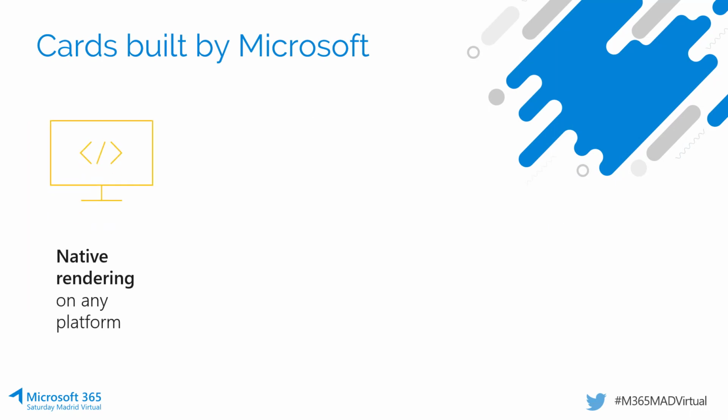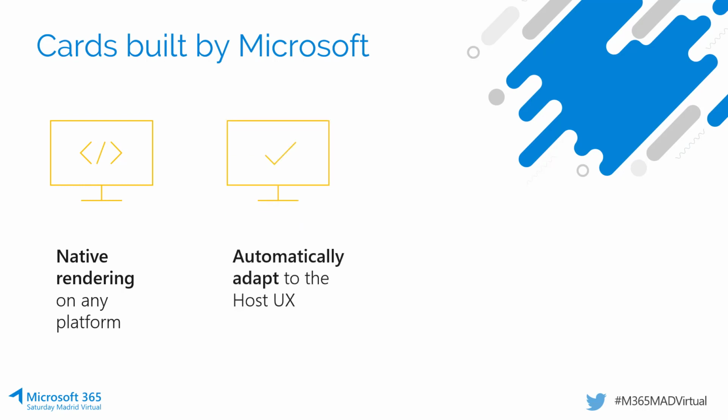Cool. What makes cards in general, but also the cards from Microsoft, so special? First of all, this technology allows you to render the cards natively on any host where the SDK is implemented. So you don't need to craft a different version of UI per host, or store your adaptive card somewhere to be published and then downloaded by the host and displayed. No, you just define the JSON code, and then the host reads it and renders the card. It also, thanks to that, automatically adapts to the host user experience.